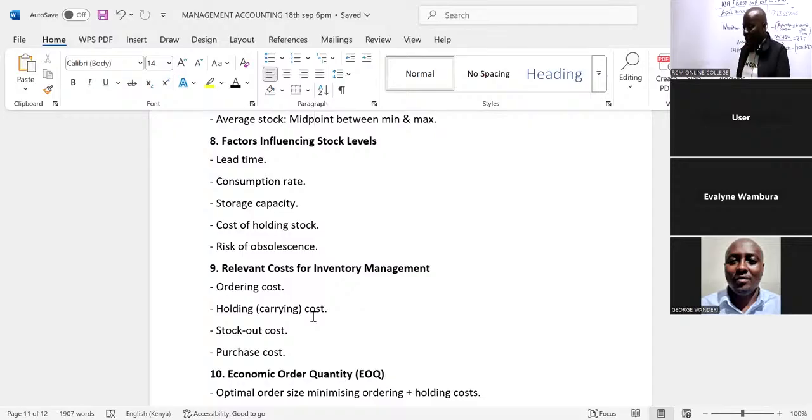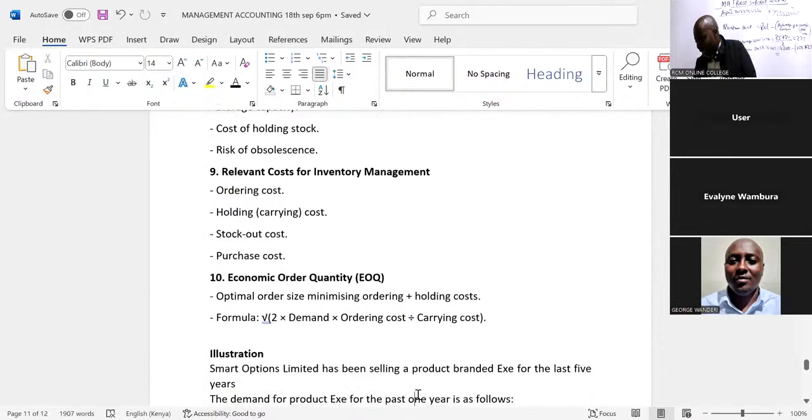So whenever we talk of inventory management, we are going to be thinking about ordering cost. Number 2, what we call holding cost. Number 3, we have the stock out cost. Number 4, we have what we call purchase cost. Then we have number 10, EOQ. Economic order quantity is the most optimal quantity. That quantity which minimizes, once you acquire EOQ quantity every time, you're going to minimize your holding and ordering cost. So whenever you hear of EOQ, optimal means best, best order size, minimizing ordering plus holding cost. And they have given us a formula.